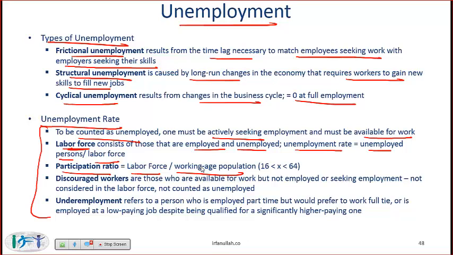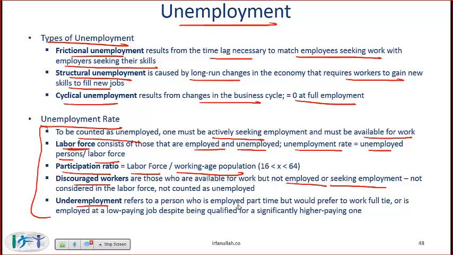In countries where more women work or want to work, the participation ratio will be higher. Discouraged workers are those who are available to work but not employed and not seeking employment. So notice that discouraged workers are not considered unemployed because they are not looking for employment.